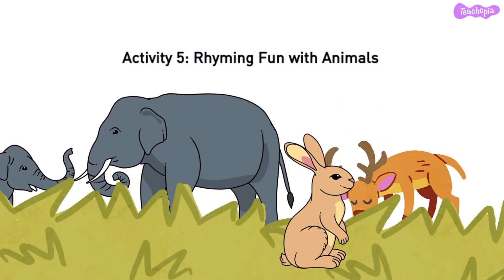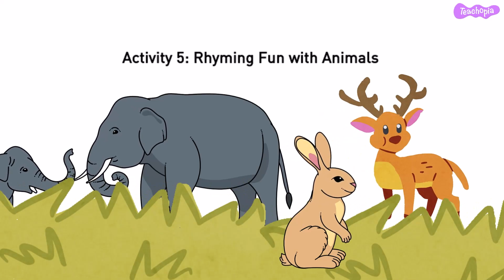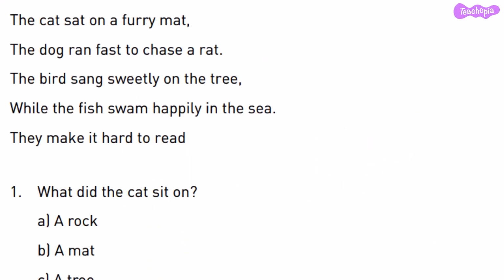Activity 5. Rhyming fun with animals. Here, a small excerpt from a poem is given with rhyming words. Learners need to read this and then answer the questions given below accordingly.